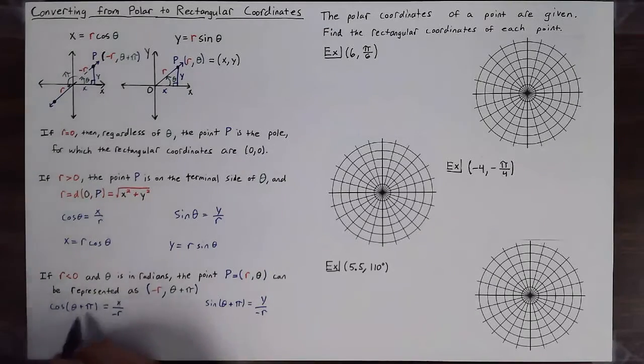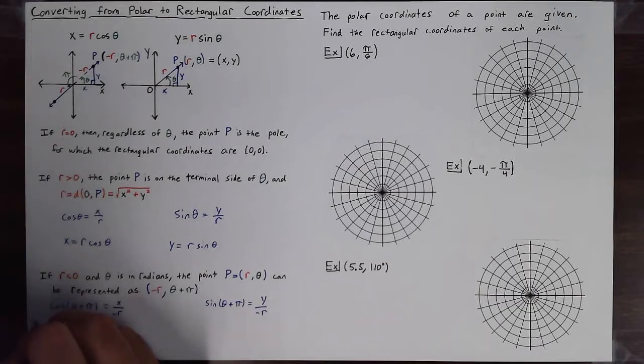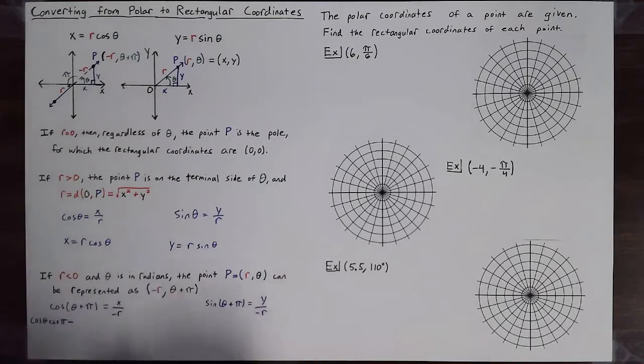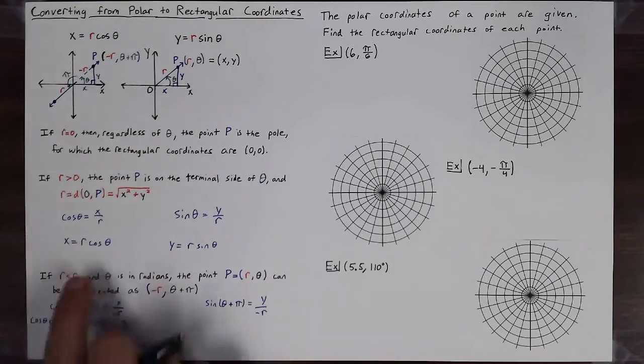But what is cosine of theta plus pi equal to? If I use the sum formula for cosine, which would be cosine of theta times cosine of pi minus sine of theta times sine of pi, I can get cosine times negative 1, which is negative cosine of theta, minus sine times sine of pi, which is 0. It's equal to x over negative r. And if I were to solve this for x, x would still equal r cosine of theta, which is a good sign, so I don't have to use a different formula depending on the radius. Use the same formula either way.